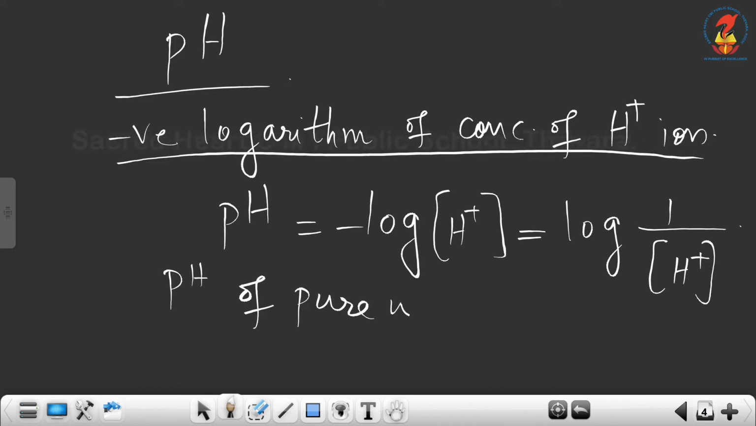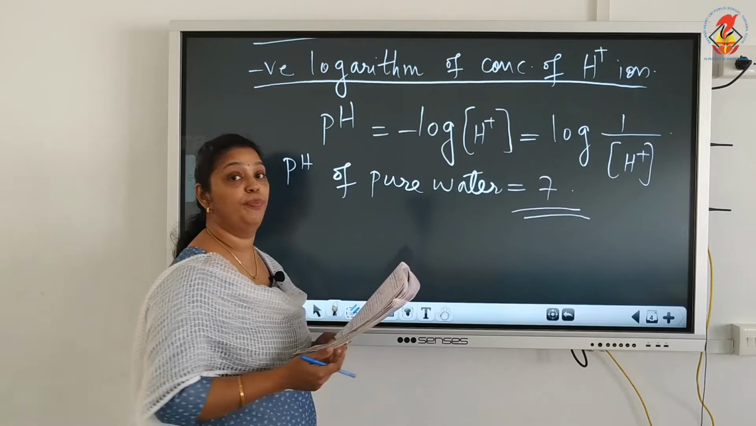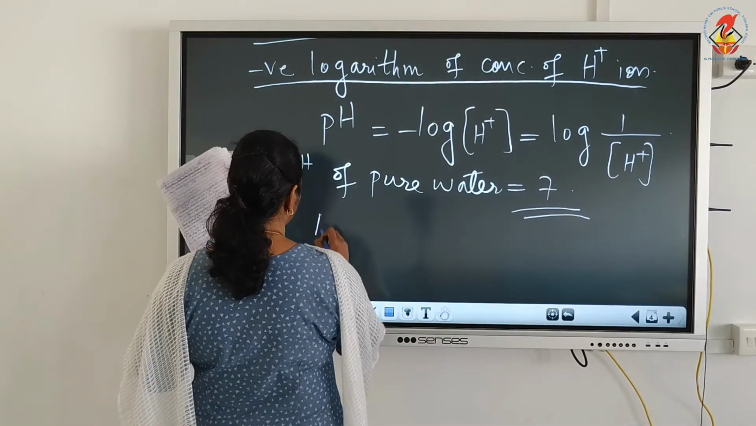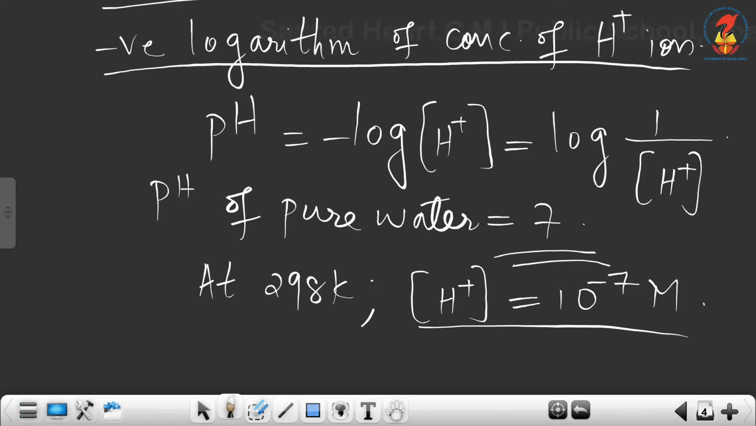pH of pure water is equal to 7. Now let's see how we got that 7 as the pH of pure water. We know that at 25 degrees Celsius or 298 Kelvin, the concentration of H plus ion on self-ionization of water is 10 raised to minus 7 molar. So we are going to substitute the concentration of H plus ion in the expression for pH.